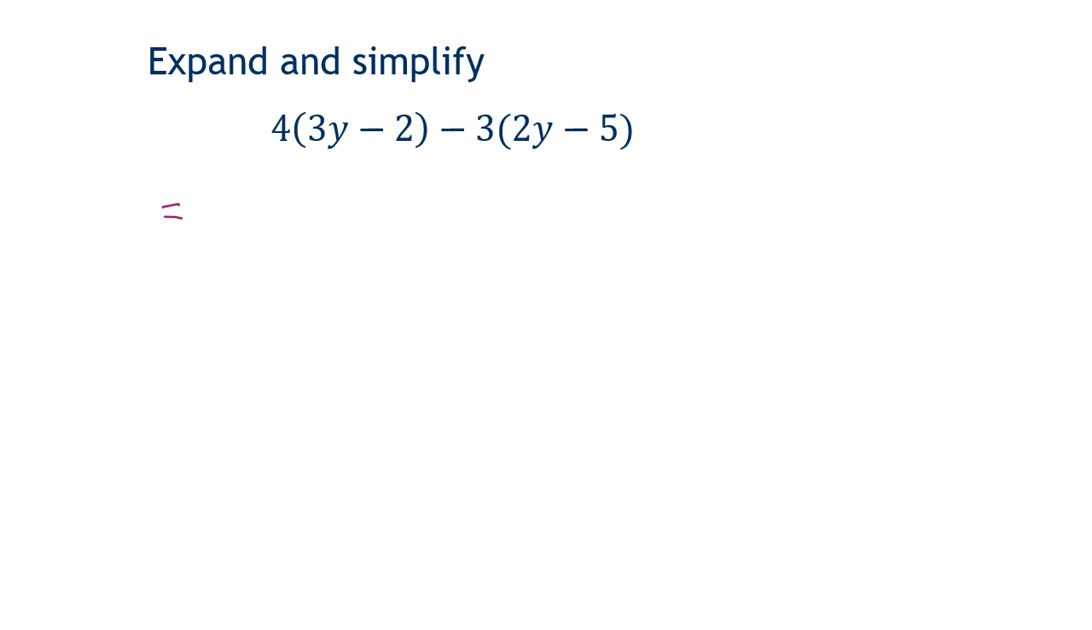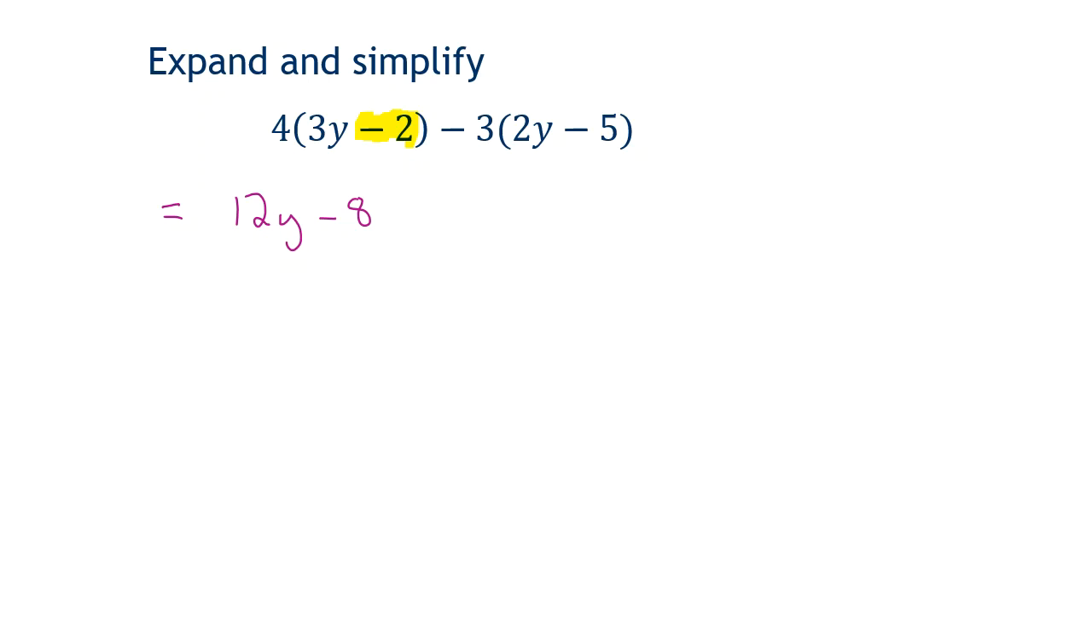And if we are to do that, 4 multiplies by 3y to give us 12y, and 4 multiplies by negative 2 to make negative 8. Now notice how I said that, very specific. That is not a 2, that is a negative 2, and when we multiply it by the 4, we end up with a negative 8.